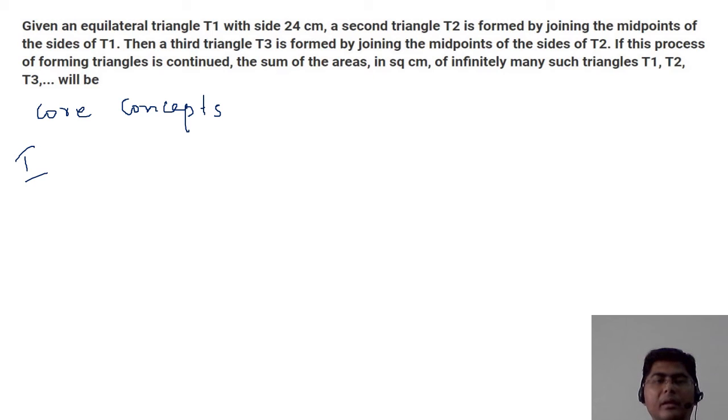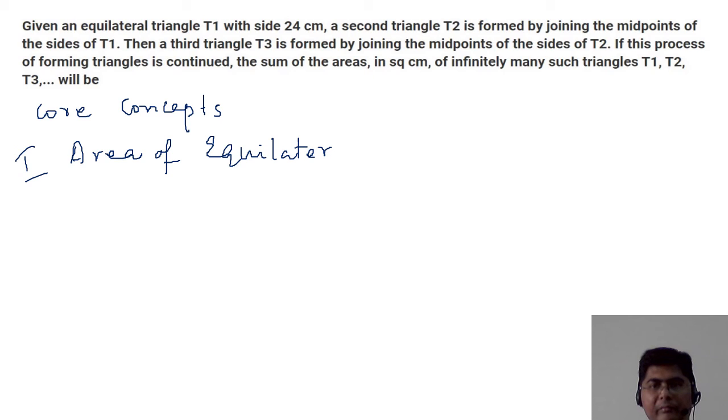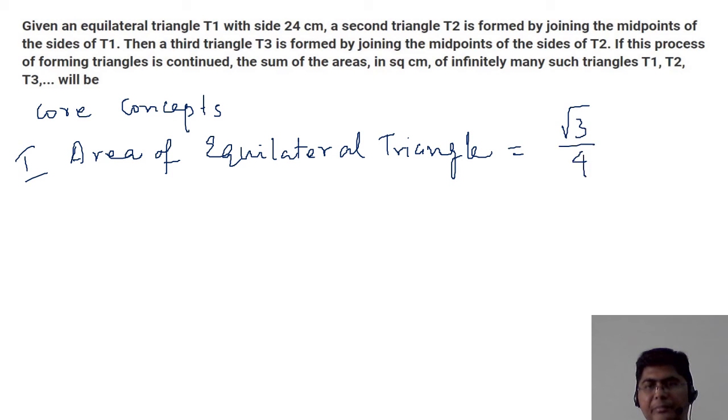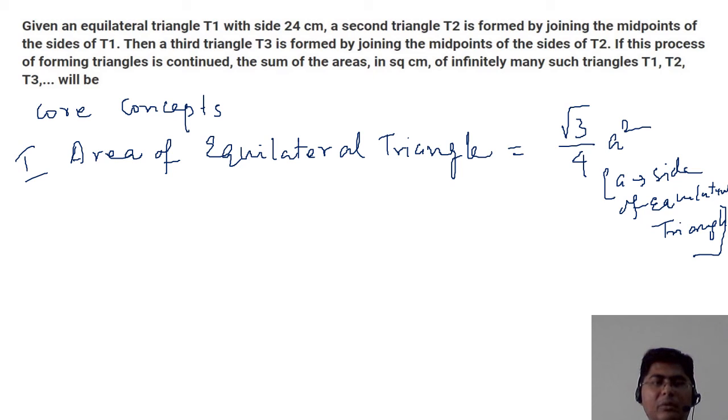First, what is the area of an equilateral triangle? Area of triangle equals root 3 by 4 a square, where a is the side of the equilateral triangle. This is one. What is the second concept?